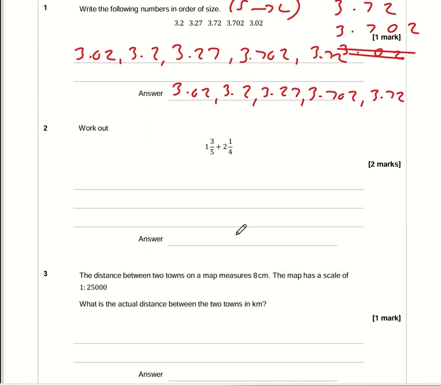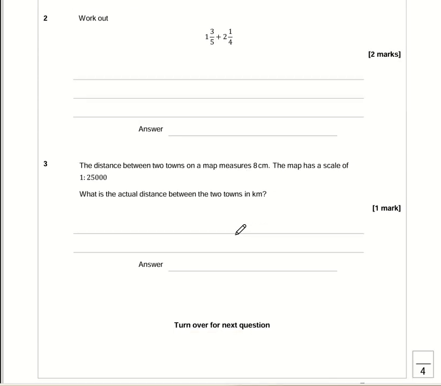Right, let's have a look at question 2. So 1 3/5 plus 2 1/4. The first thing that I would do is to turn both of these into improper fractions. How many fifths is 1 3/5? Well, that is 1 times 5 plus 3. 1 times 5 is 5, plus 3 is 8. So that is going to be 8 fifths. And 2 1/4 is 2 times 4 plus 1. So 2 times 4 is 8, plus 1, which is 9.